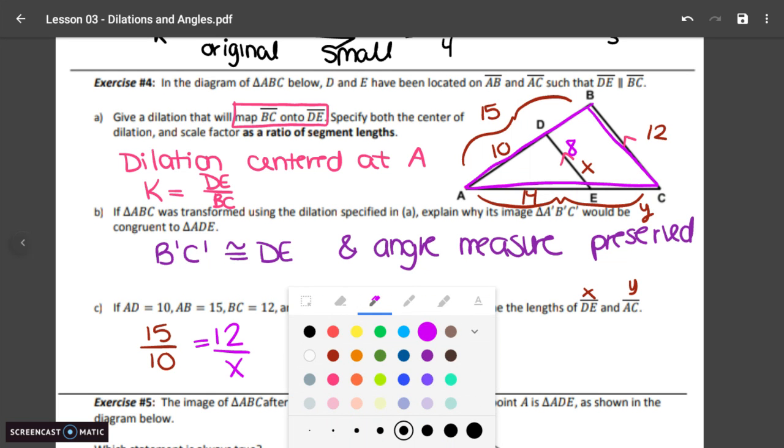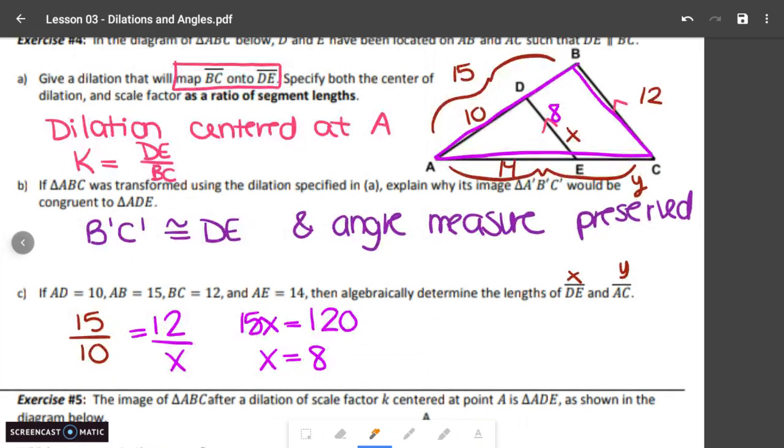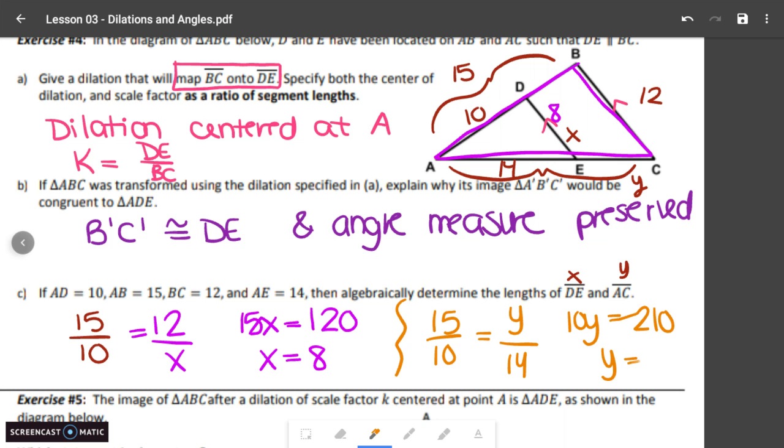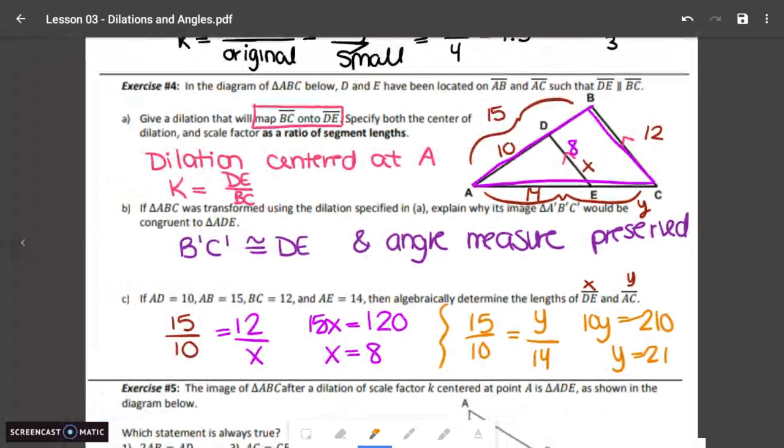That same thought process, I'm still going to keep the 15 over 10. But when I go to find y, y is part of the bigger side, like the 15 was, and it's going to be over the smaller side of 14. So I'm going to get 10y equal to 15 times 14, which is 210, which means y is equal to 21. So scale factors always keep things in proportion. We could have multiplied those pieces, or we could just set up a proportion, which is usually a little bit nicer.